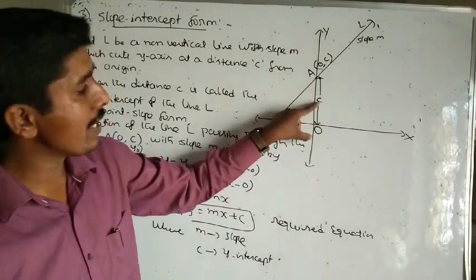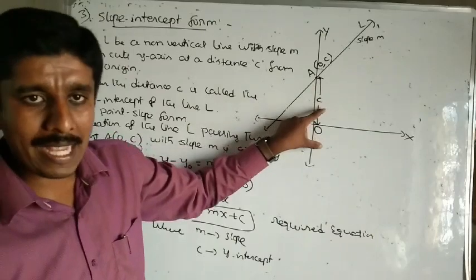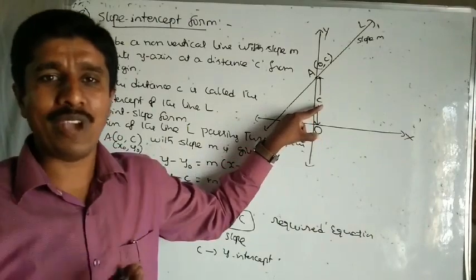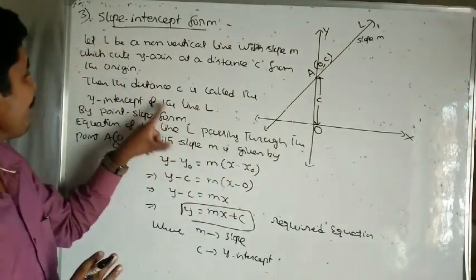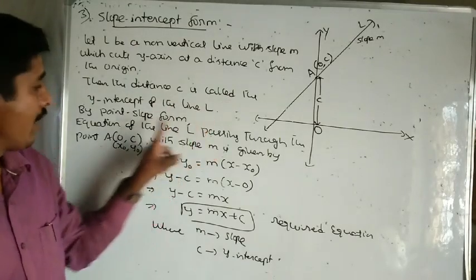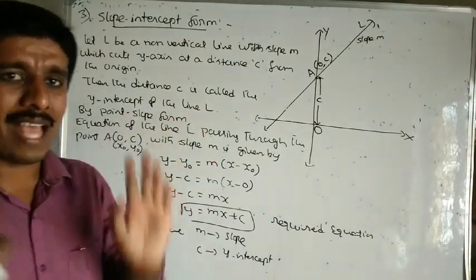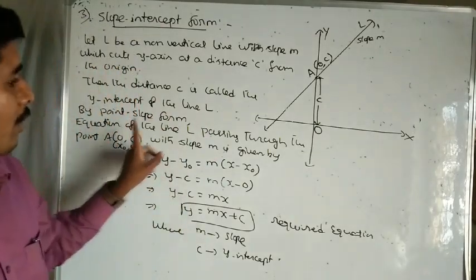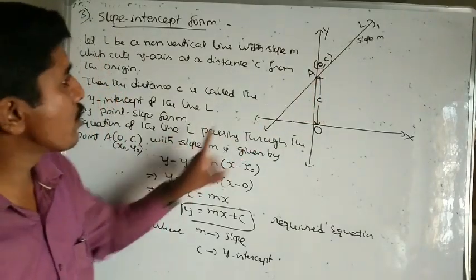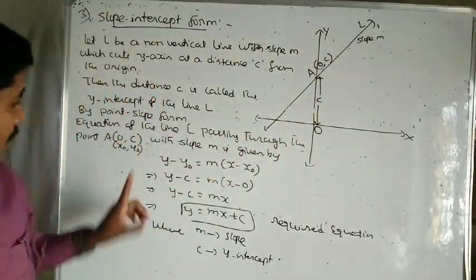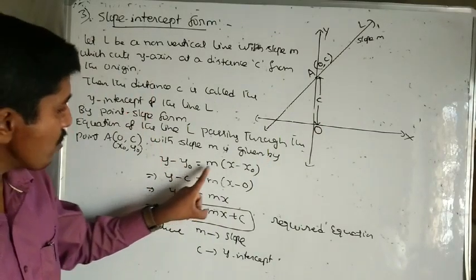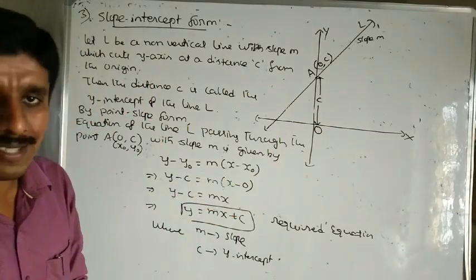Let us take y equal to c. Here this distance c is called the y-intercept. That's why I explained the intercept concept. The distance c is called the y-intercept of the line. Very important. Next, by the point slope form we saw in the last class, the line passing through the point (0, c) with slope m is given by, denoting the point as (x0, y0), y minus y0 equal to m into x minus x0.